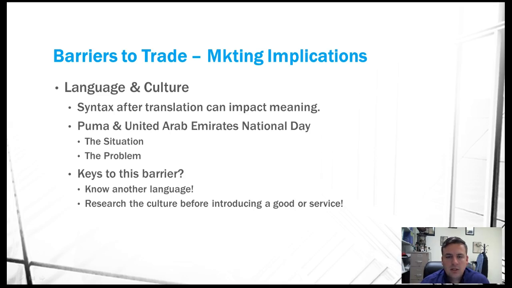So really the key to this barrier is to know the language and know the culture that goes along with the language. Research the culture before introducing a good or a service.